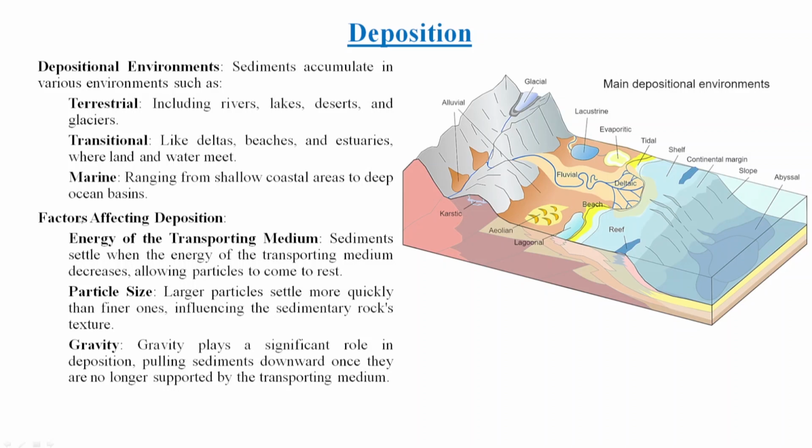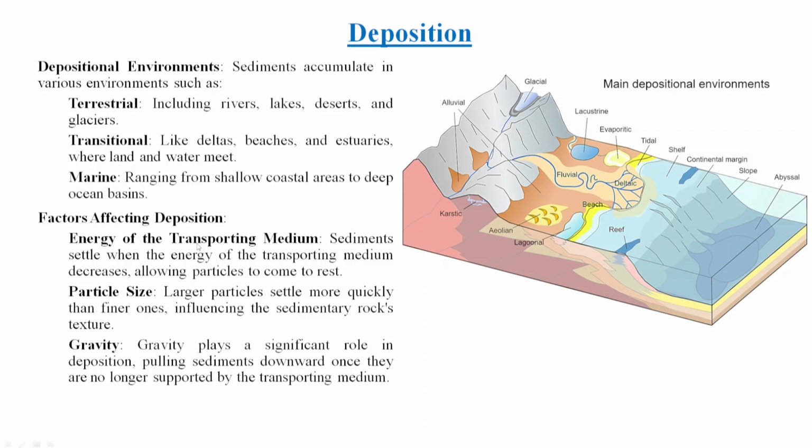Factors affecting deposition are obviously the energy of the transporting medium, that is, what is the load of sediment a river can carry. Obviously it depends on the different reaches of a river as well. When a river is, for example, flowing down the mountain, the load it can carry will differ from the load when the river is at its mature stage. So there are a few things related to the load a river or glacier can carry. We'll be discussing that again when we discuss weathering, erosion and transportation.